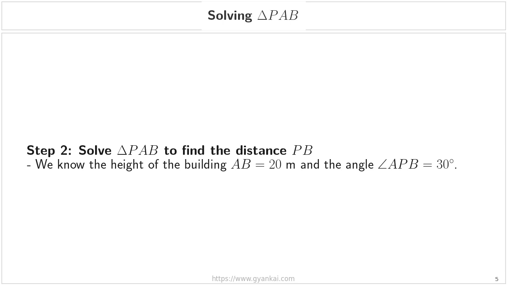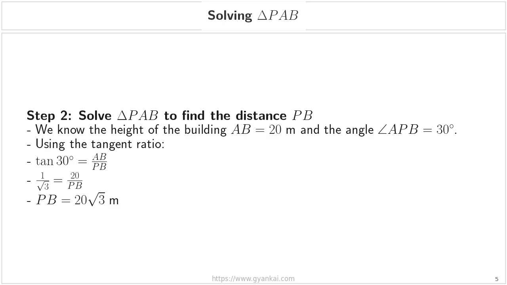is 30 degrees. To find the unknown distance PB, we will use the tangent ratio, since we are dealing with the opposite side and the adjacent side. We set up our equation as tangent of 30 degrees equals AB over PB. Recalling our trigonometric values, we know that tangent of 30 degrees is equal to 1 over the square root of 3. So, our equation becomes 1 over the square root of 3 equals 20 divided by PB.